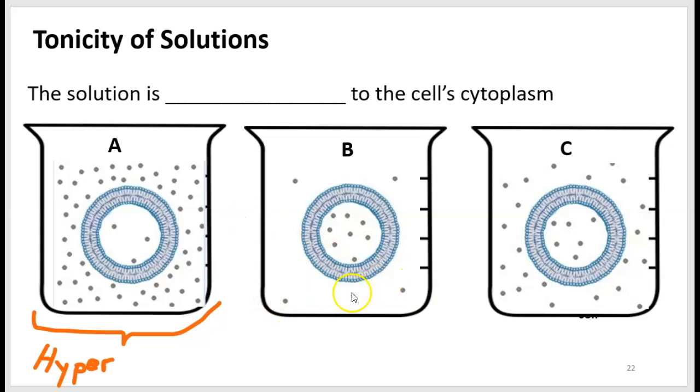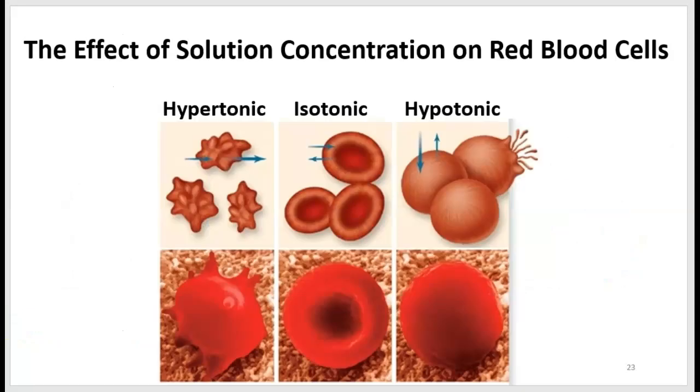In B, the solution compared to the cell is hypotonic. And in C, I tried to make it isotonic with all my little dots. So there's 3 different conditions, and I want to show you the clinical relevance of that and why when someone goes to the emergency room because they're dehydrated, we don't just give them pure water, because then their cells would burst.